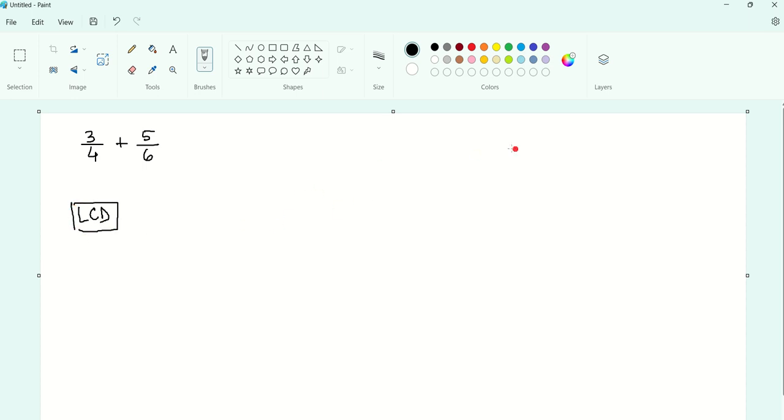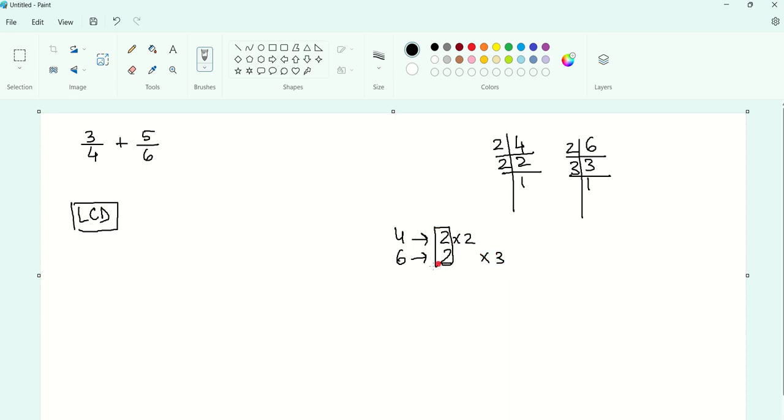So LCD means what you need to do? Calculate the prime factor of 4. So 2 times 2 is 4, 2 times 1 is 2. So the prime factors of 4 are 2 times 2. Now calculate the prime factors of 6. 2 times 3 is 6, 3 times 1 is 3. So the prime factors of 6 are 2 and 3. Here 3 is different. So this is same here. Now it will become one time.